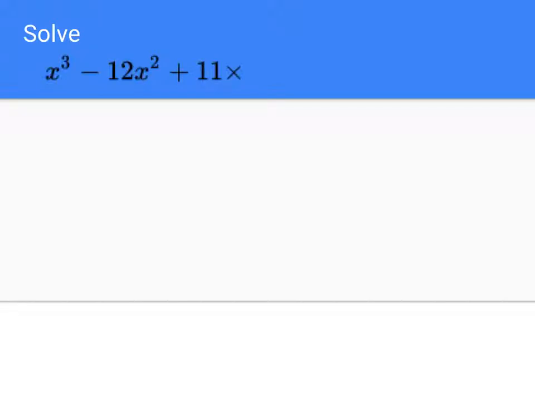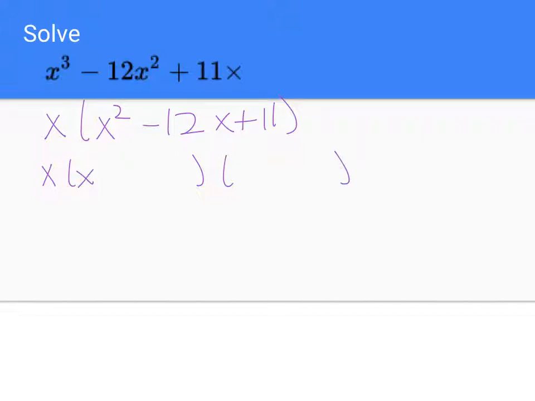So first when I look at this, is there anything that I can take out? I can take out an x. So I'm going to take out an x, so that leaves me with x squared minus 12x plus 11. Now I have to see if I can factor. If I can, I should, and I can. Two numbers that multiply to get 11 but add to get negative 12. Multiply to get positive 11 would be negative 1 and negative 11. So that equals 0.